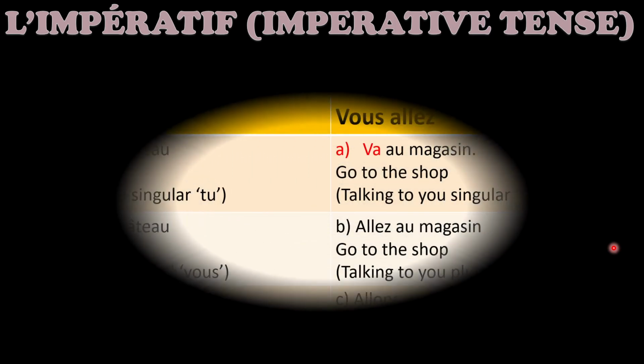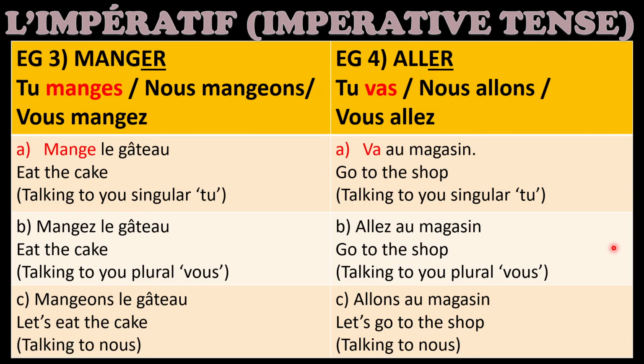Now, there is one exception that you need to take note of. Okay, look at this. Manger. It's a normal ER verb, GER. So for nous, you have to add the extra E. Besides that, it's a normal ER verb. So, tu manges, nous mangeons, vous mangez. This is the normal ER standard conjugation which you have done using the rules.